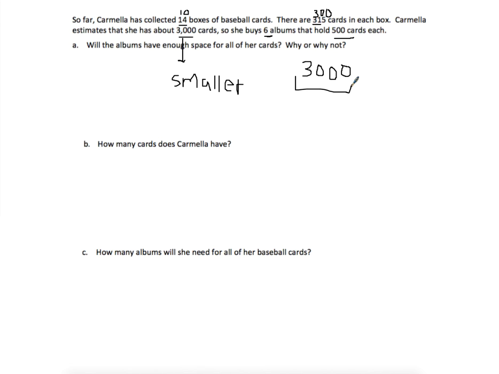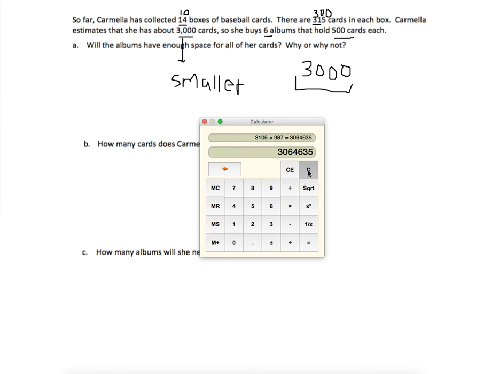How many cards does she actually have? Well, to figure that out, let's do 315 times 14. Pause the video. Make sure you get the right answer. You should be able to do it pretty quickly now. 26, 12, placeholder, 5, 1, 3, 0, 11, 4. So she really has 4,410 baseball cards. So we drastically underestimated here.